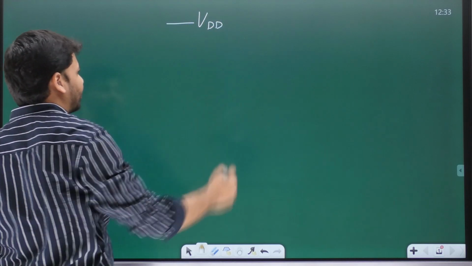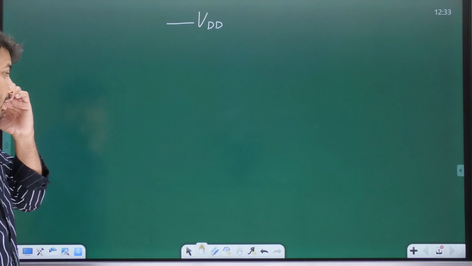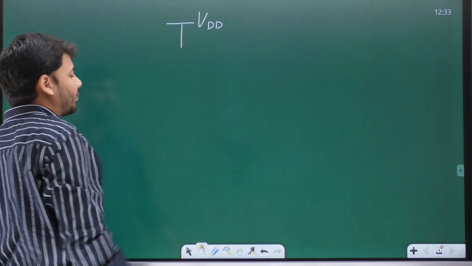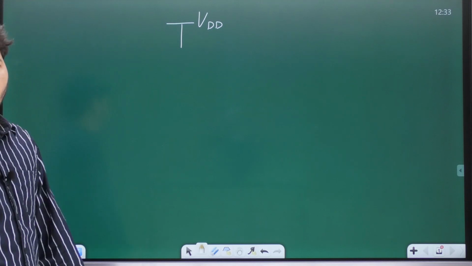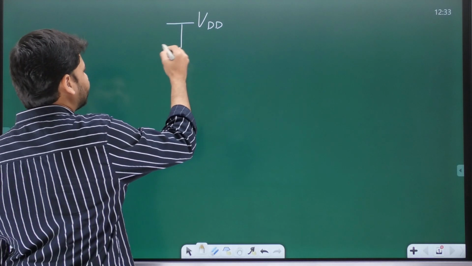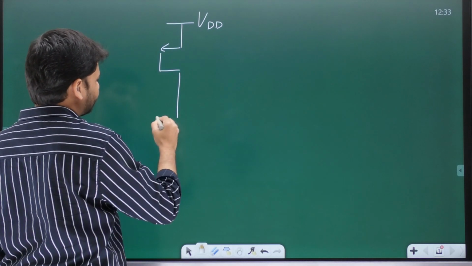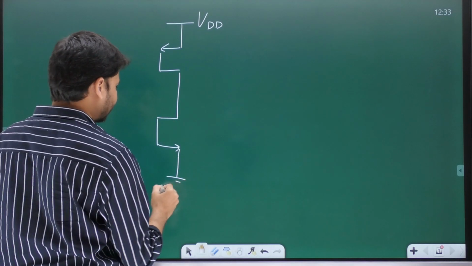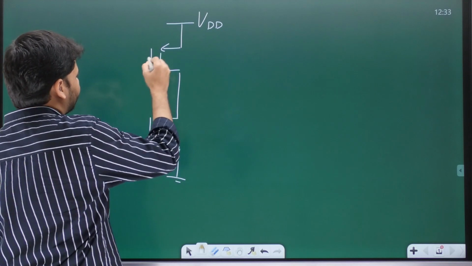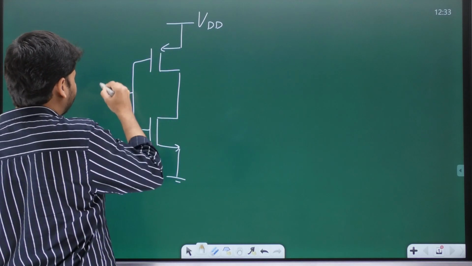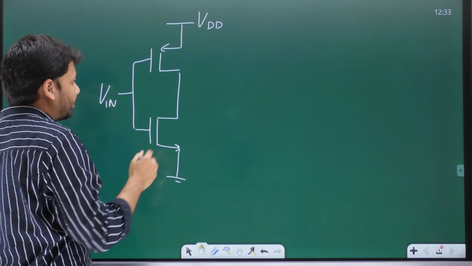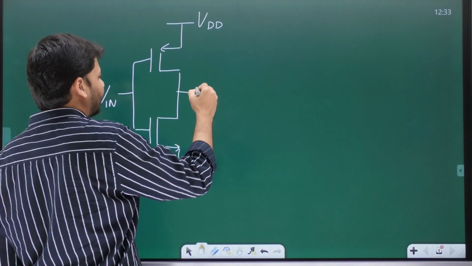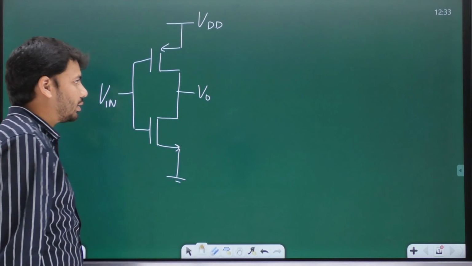So first, we have the supply voltage, that is VDD, and then the pull-up network, which contains only one PMOS transistor, and then the pull-down network, which contains the NMOS transistor, and then ground. Both the gates are shorted together, that is where the input is applied, and both the drains are also shorted together, and that is where the output is taken.